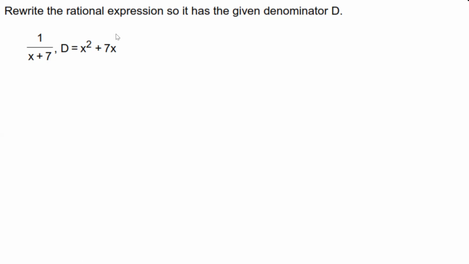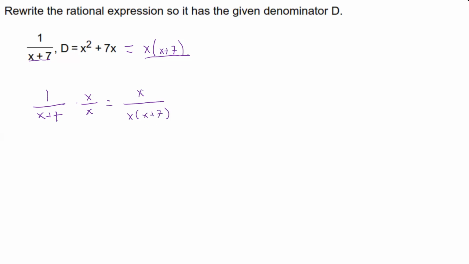Okay, well, first things first, I'm going to say, let's see if we can factor this. Well, it looks like we have a common factor of x in it, and then we have x plus 7. Okay, so that's really what this is. Now, if we start with x plus 7 and we have to get to x times x plus 7, we just have to multiply by x over x, basically. So what we're going to do is we're going to take 1 over x plus 7 times x over x, and so that just gives us x over x times x plus 7. And so that would be our new fraction or our new rational expression.